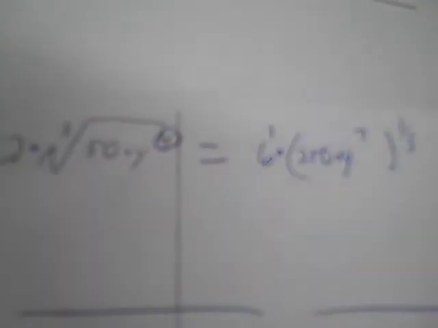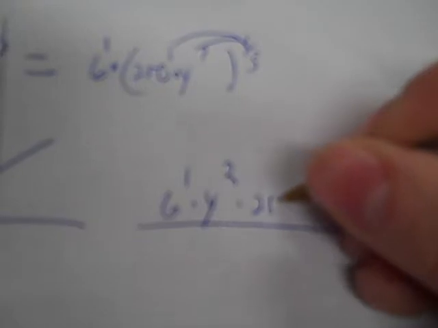6 to the first, and it's going to remain to the first because it's not in the parentheses, okay? Then 1 times 1/3 is 1/3. 7 times 1/3 is 2 and 1/3, okay? No negatives, okay? So we have 6 to the 1 times y to the second first. Then you got 250 to the 1/3, and then y to the 1/3.